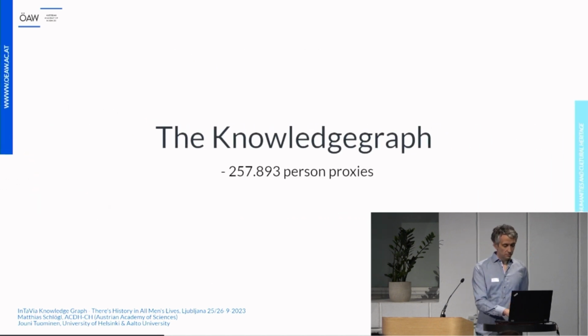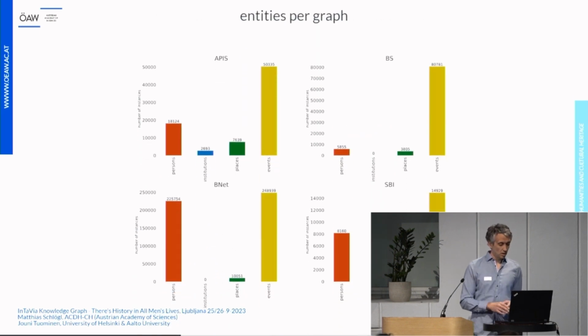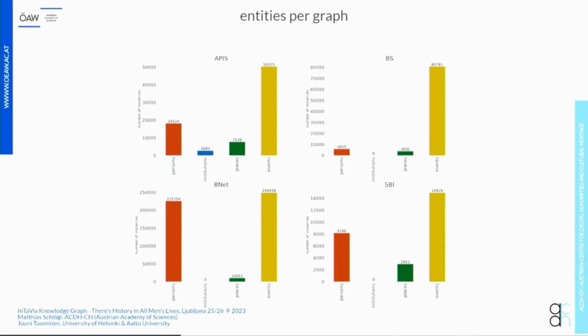So the knowledge graph itself. Currently it contains about 260,000 person proxies. Jouni is going to talk about the data model a bit later. Person proxies are basically one view or one data set that we have on one person. Then 35,000 place proxies, 170,000 CHO proxies, so images, letters, cultural heritage objects. So these are the 4 data sets per entity type, basically.